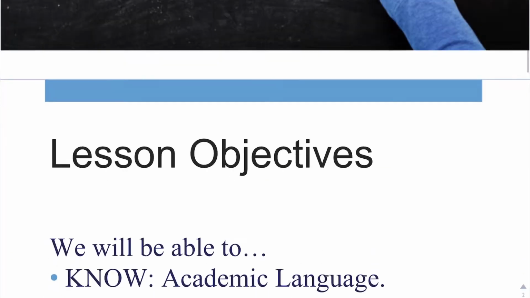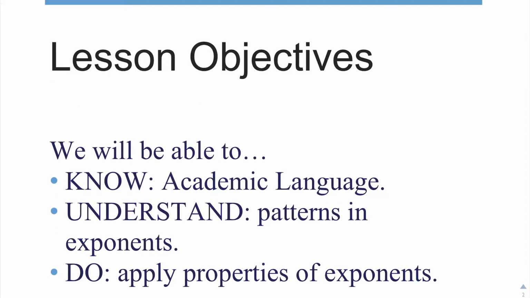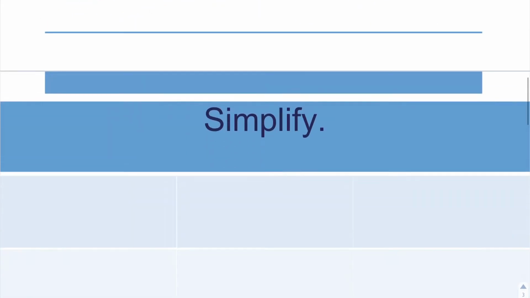So for this lesson we have 3 objectives. We will be able to know academic language, understand patterns found in exponents, and also apply 2 different properties of exponents. So before we talk about the first property, we're going to go ahead and discover it through this process.